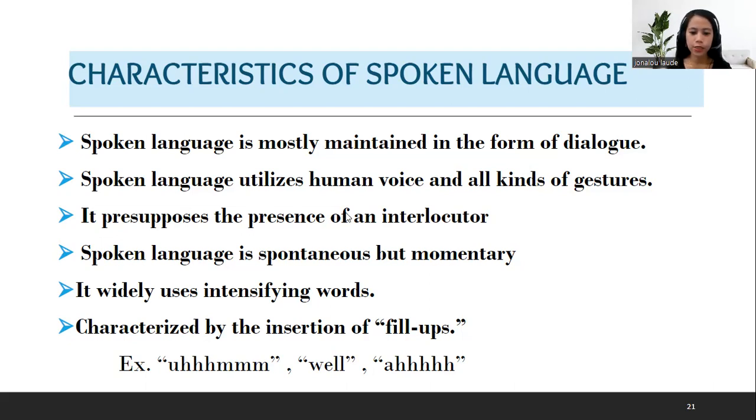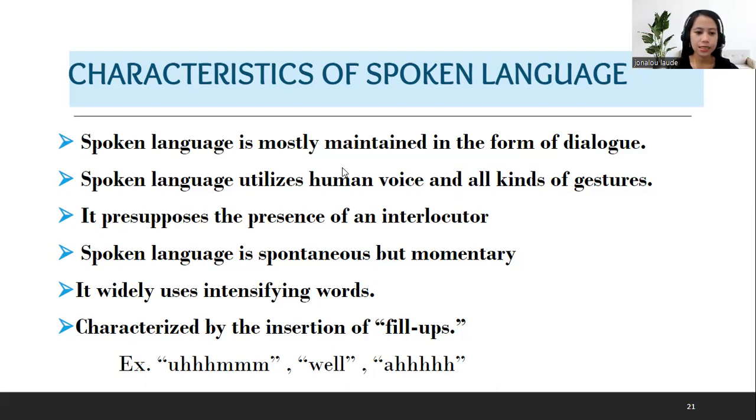Okay? The next characteristic: it presupposes the presence of an interlocutor. Alright, so what do we mean by interlocutor? Interlocutor is simply the person who is engaged in the communication process. So what does it mean? In spoken language, we have the physical presence of the communicator or the speaker. For example, right now I am physically present and I am talking to you. So I am the interlocutor or the interviewer, for example. That is what we call an interlocutor, simply the person you are talking to while you're having a conversation.